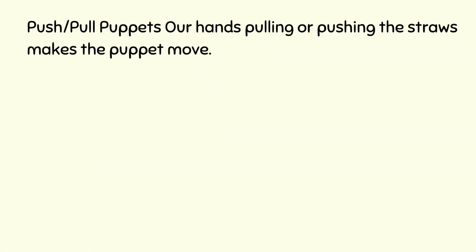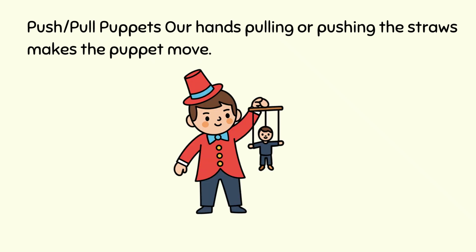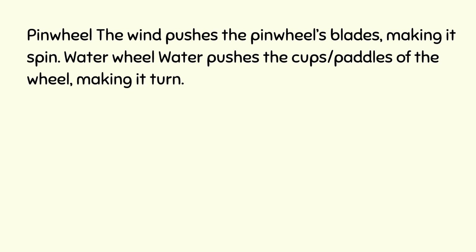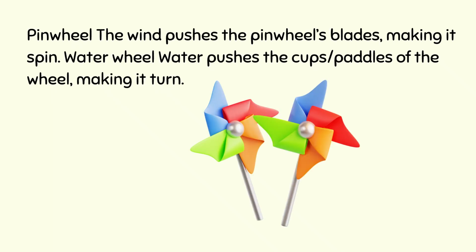Push and pull puppet: our hands pulling or pushing the straw make the puppet move. Pinwheel: the wind pushes the pinwheel's blades, making it spin. Water wheel: water pushes the cups, or paddles, of the wheel, making it turn.